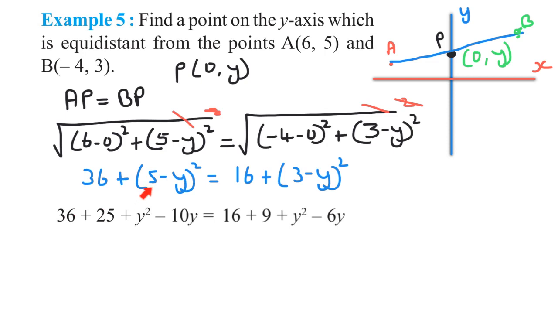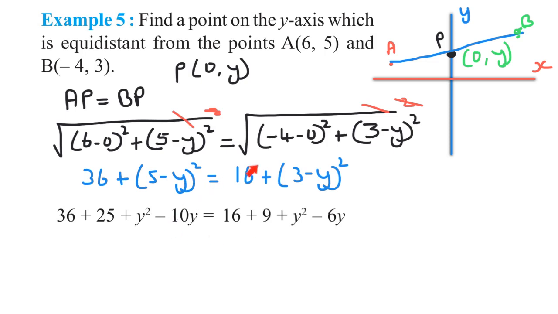36 plus a squared plus b squared minus 2ab. That's the application of the formula. 16 plus a squared plus b squared minus 2ab. That's going to be this. Now add all the constant terms. Y squared cancels with y squared.